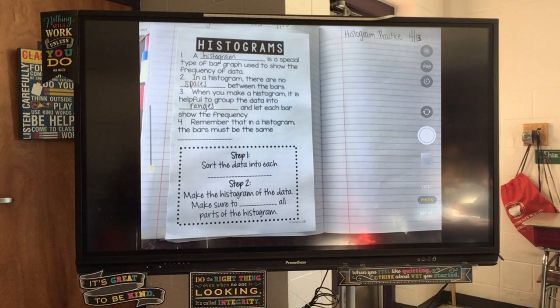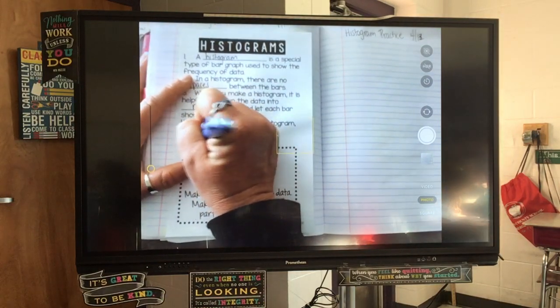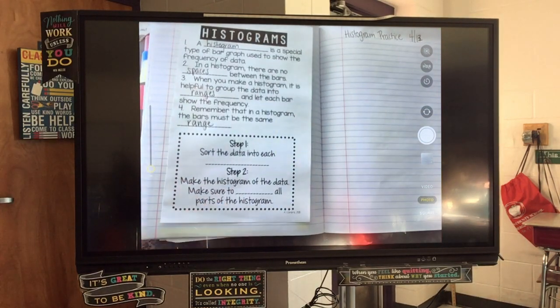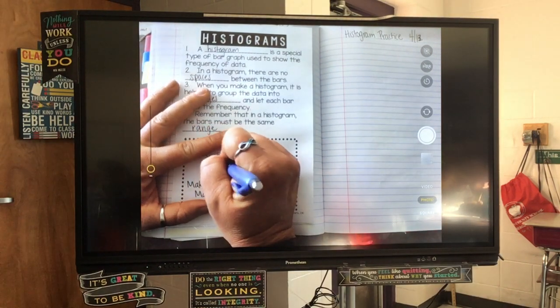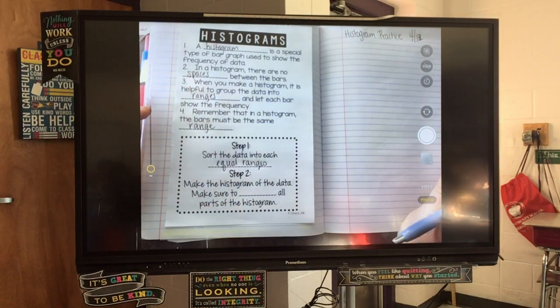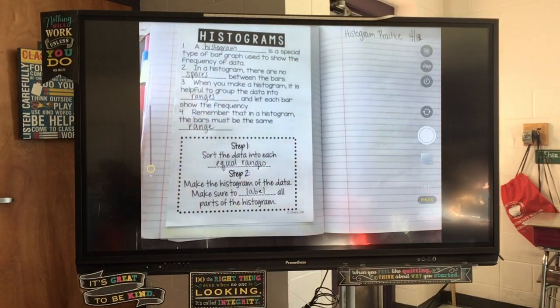Remember that in a histogram, the bars must be the same range. So you can't have one set be worth 5 numbers, and the next set be worth 20 numbers, and the next set be worth 2. All of them have to be the same equal amount. All right, and then essentially when you are creating a histogram, you're going to sort the data into equal ranges and then make the histogram of the data. Make sure to label all parts of the histogram.